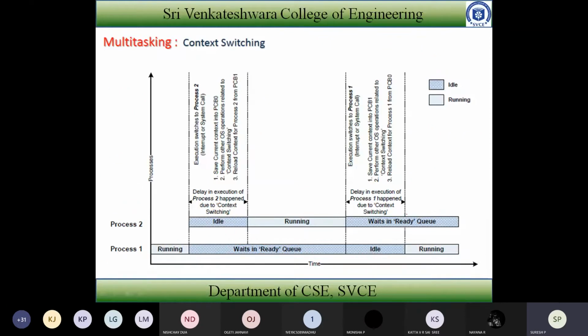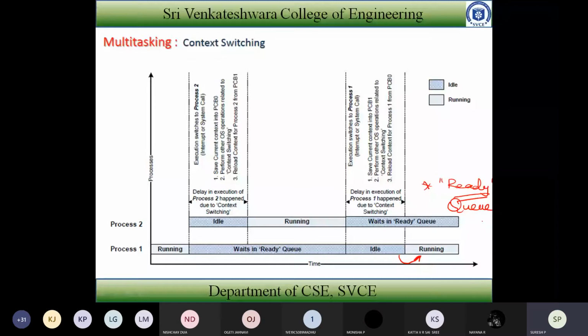Once process 1 goes from the idle state to the running state, what will happen to process 2 during that time? Process 2 will wait in the ready queue. So these are some of the operations that happen when doing context switching with respect to multitasking.